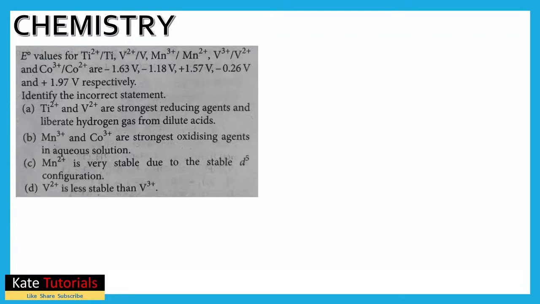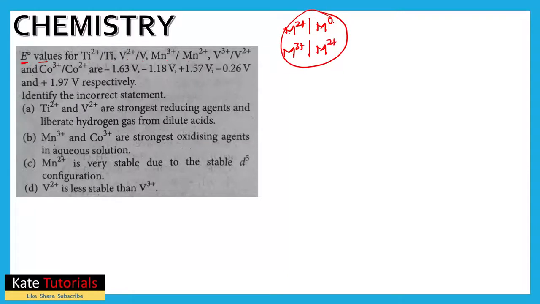Welcome to this video. So here in this question they have given the E naught values for Ti2+ to Ti, that is reduction potential, V2+ to V, Mn3+ to Mn2+, V3+ to V2+, and Co3+ to Co2+. All these we call reduction potential. Reduction means from a higher oxidation state it has to come to a lower oxidation state, that is Mn3+ might come to Mn2+. So all these we call reduction potential, right?